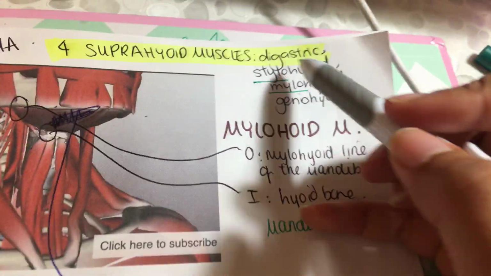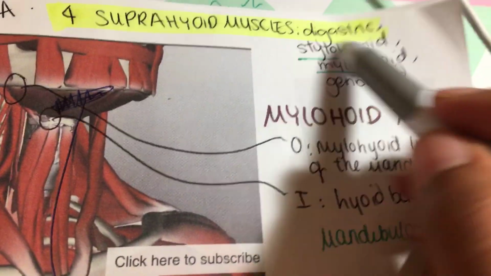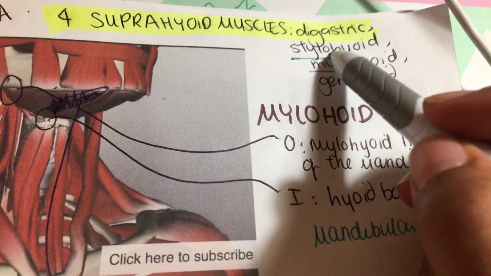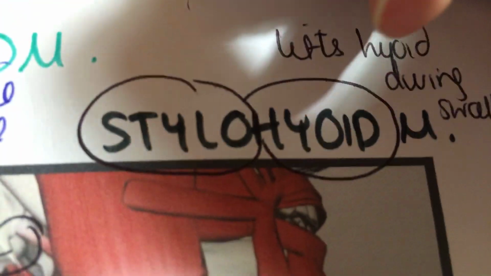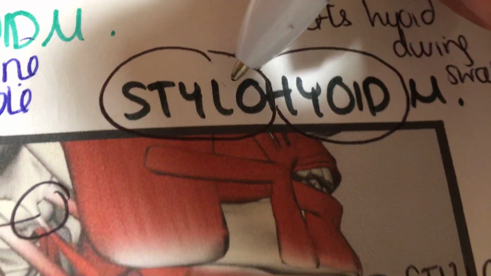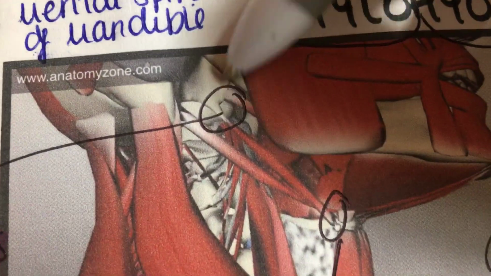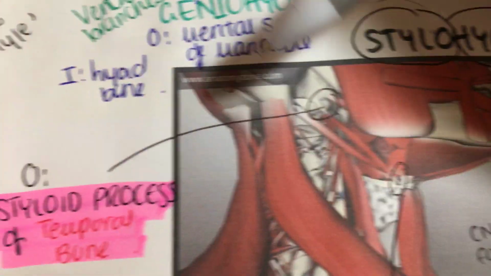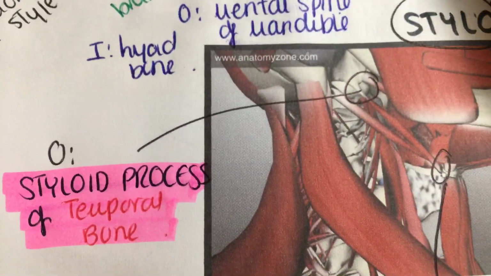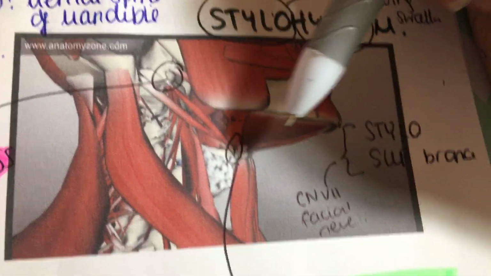The 4 suprahyoid muscles, let's go. The 4 suprahyoid muscles you need to know are digastric, stylohyoid, mylohyoid (stylo rhymes with mylo), and geniohyoid. The stylohyoid muscle first. The name gives it away, like many of the muscles in anatomy. The styloid process on the temporal bone is where it's going to originate from, and it's going to go to the hyoid. That's it, simple as that. It originates on the styloid process of the temporal bone and inserts on the lateral surface of the hyoid bone.